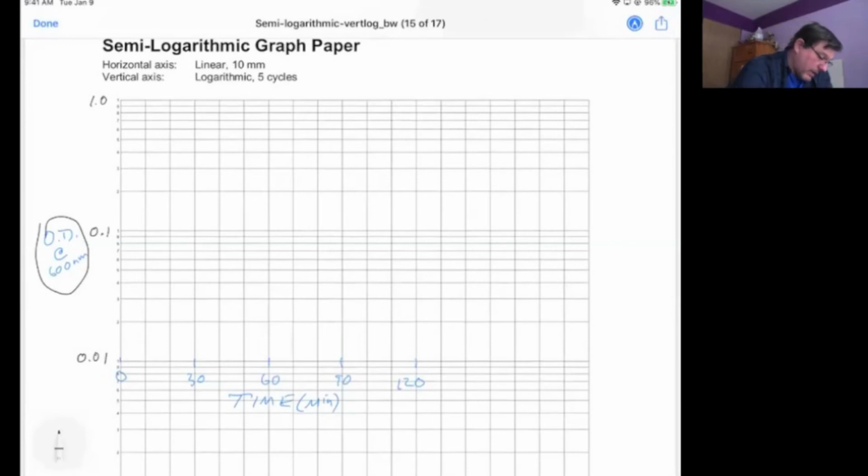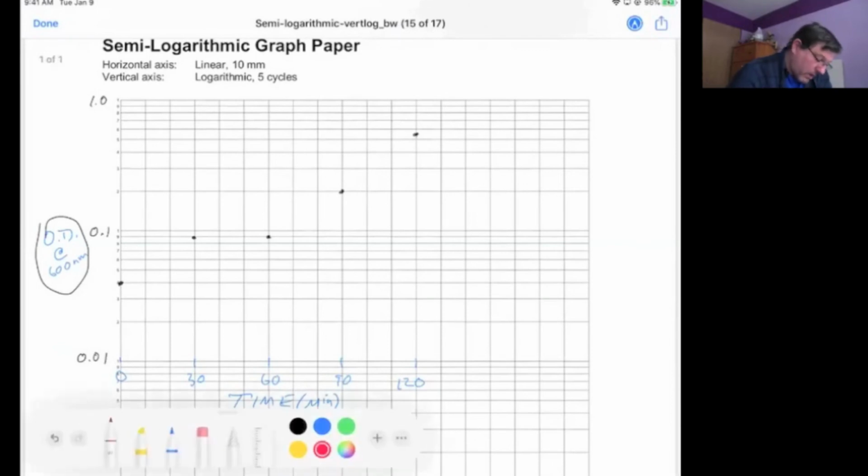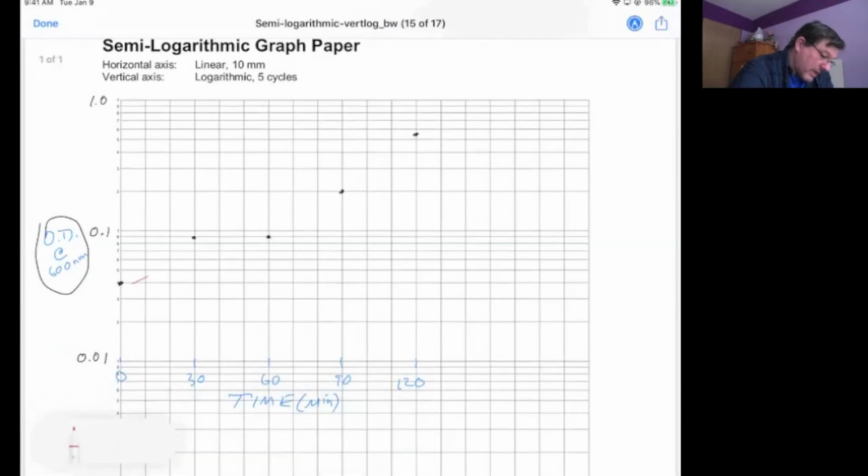And at time 0, I get an absorbance of 0.04. At time 30, I get an absorbance of 0.09. At time 60, I get an absorbance of 0.09. At time 90, I get an absorbance of 0.2. At 120, I get an absorbance of 0.55. Same thing. You will draw a best fit line, not a connect the dots line.